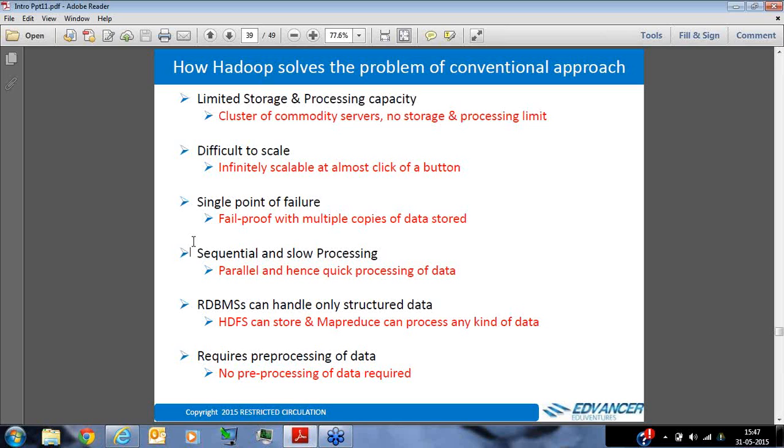Now no such pre-processing of data is required. You can just take the data and dump it into your file system. Think about how you use the file system on your computer: you can store any kind of data. You can store Word documents, PDFs, Excel sheets, videos, audio, any kind of files. Similarly, on the Hadoop distributed file system, you can store any kind of files, any kind of data.